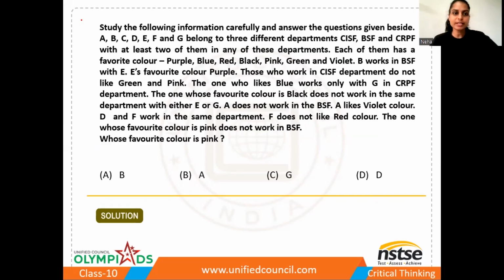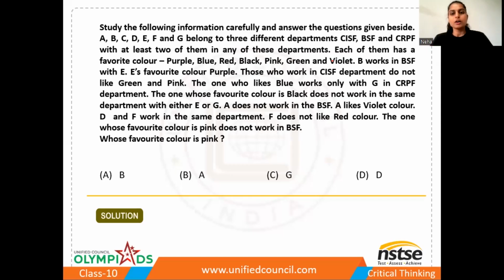In this question, they are saying to study the following information carefully and answer the questions given below. A, B, C, D, E, F, G belong to three different departments. So 7 persons are given, and the names of the persons are A, B, C, D, E, F, G, and they belong to three different departments. The first department is CISF, the second one is BSF, and the third one is CRPF. These departments are all well represented, with at least two of them in any of these departments. That means at least 2 persons should be in one department.